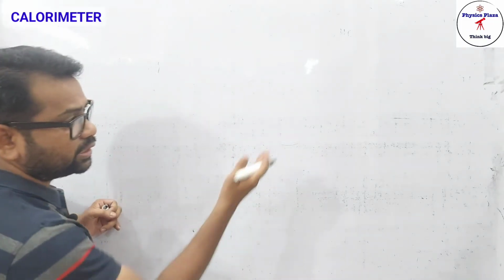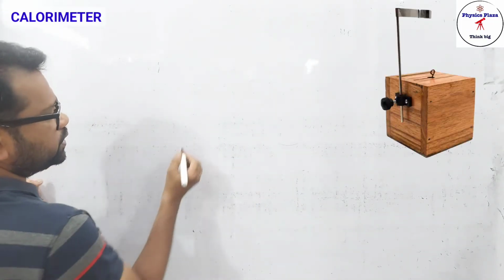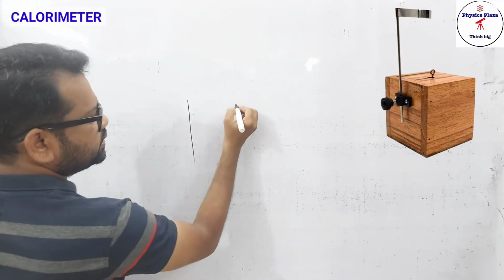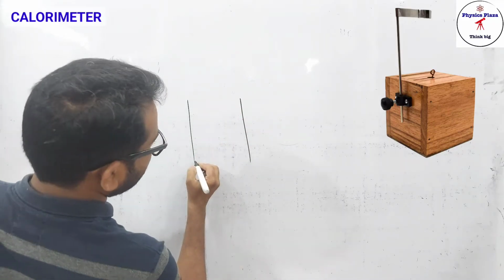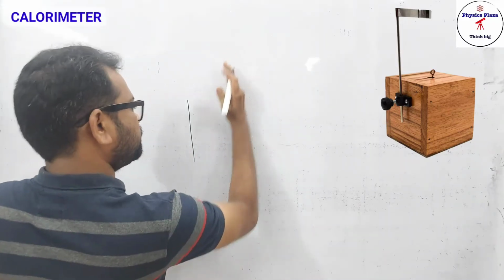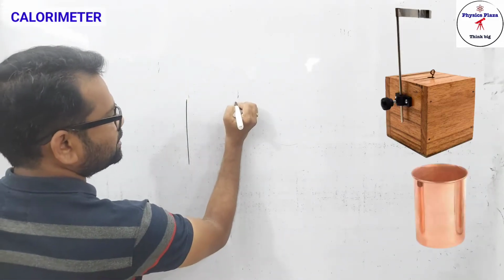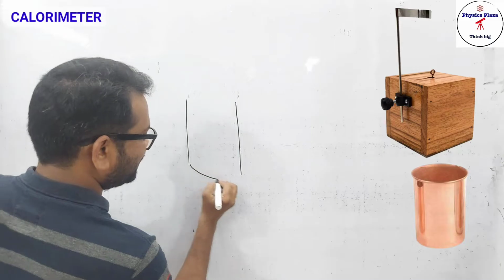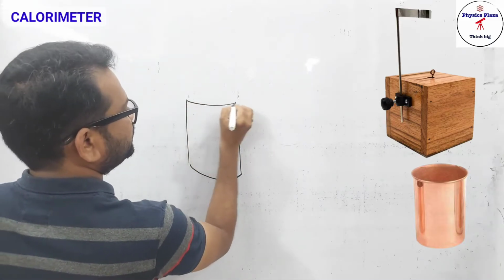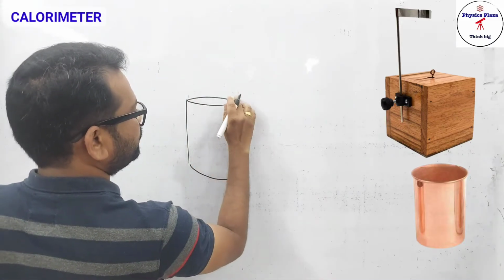So then how will the calorimeter be? In simple terms, you can see the picture even on the board. So children, look at it. It is a cylindrical copper vessel. Let me write properly. Simply, it is like a copper glass, but don't say copper glass. It is a cylindrical thin copper vessel.